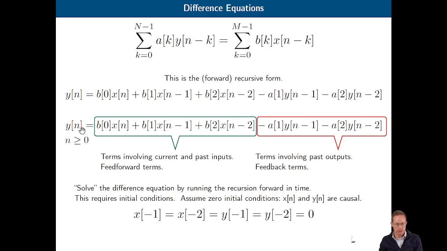Notice that to calculate the output at time 0, we would need to know the input at time 0, but also the input at time n minus 1 and n minus 2, and the output at time n minus 1 and n minus 2. So it involves knowing some initial conditions, like what you'd find with differential equations. Normally what we do is assume that all previous inputs and previous outputs are 0, which is equivalent to assuming that these are causal signals.